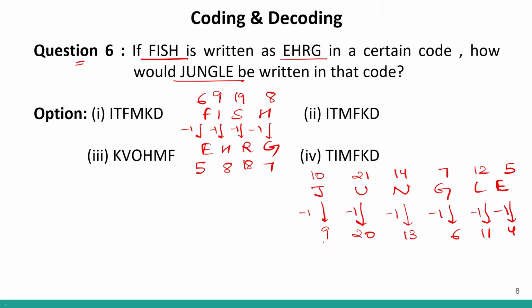So now if I write letters, 9 is assigned to which alphabet? Forward rank. I, T. 13 is for M. 6 is for F. 11 is for K and 4 is for D. So the code will be ITMFKD. And ITMFKD is given in option number 2. So option number 2 will be the correct answer to this question. Clear?